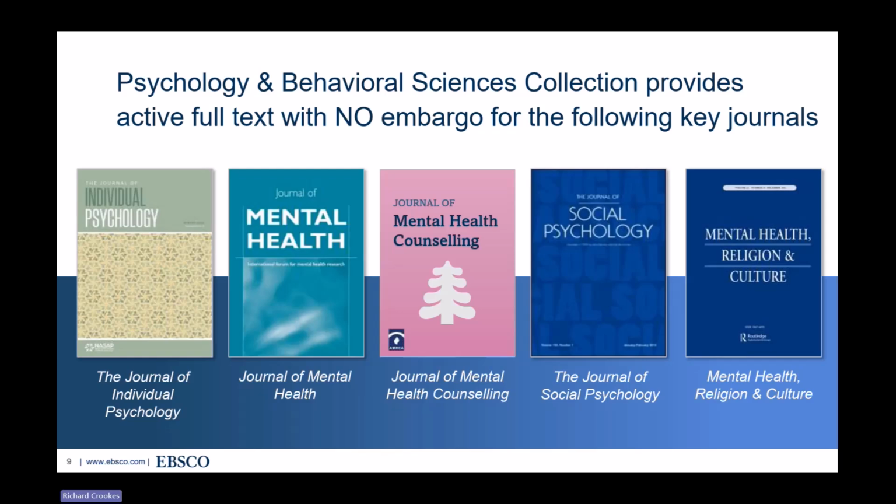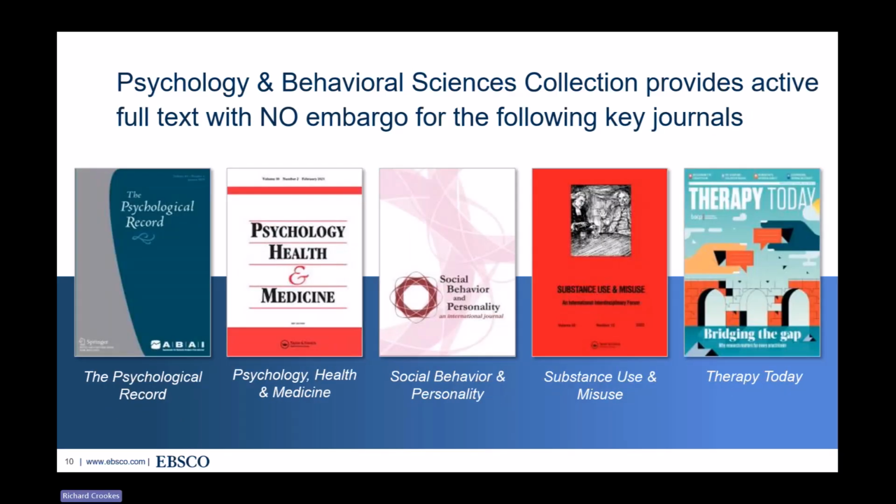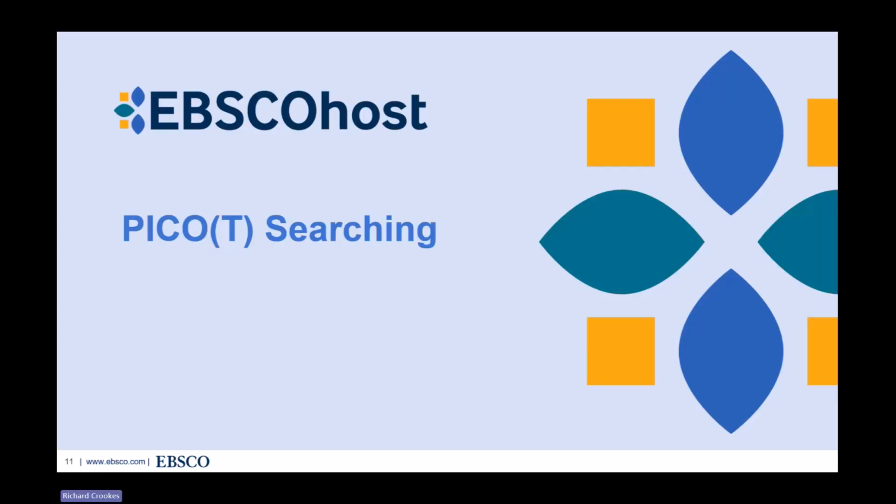There are no embargoes. There's no 3-month, 6-month, or 12-month embargo on the recent content. So users can get to the up-to-date content when searching this database and get the full text content for these particular journals. In addition, we have Psychology, Health and Medicine. Also Therapy Today, again, some popular titles, Substance Use and Misuse. Again, active full text, they're current. There's no embargo on these titles. Users can get to the full text content when they're searching. So that's just a sampling of some of the key titles that are available through this particular database.